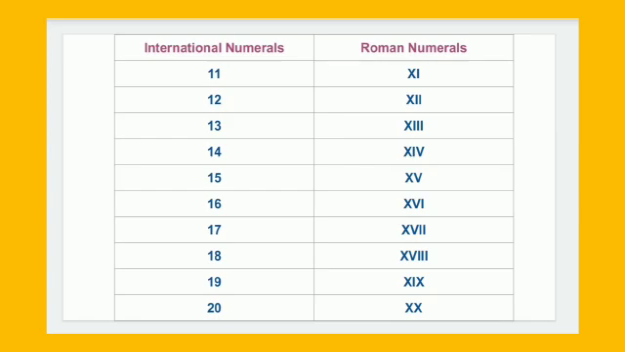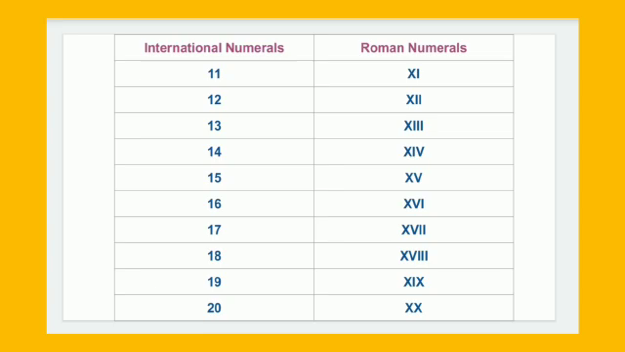Now let's see how to write down 11 to 20 numbers. See, 11. 10 plus 1, that is why XI. 12, 10 plus 2, XII. 13, 10 plus 3, hence X and III. 14, that means 10 plus 4, hence X and for 4 IV. 15, 10 plus 5, hence XV. 16, 10 plus 6, so for 10 X and for 6 VI.